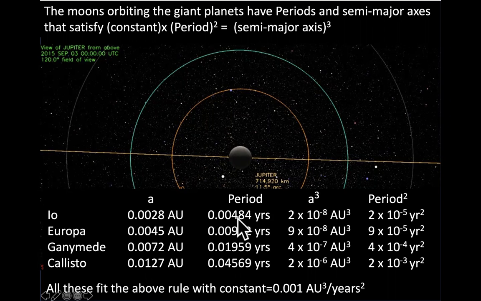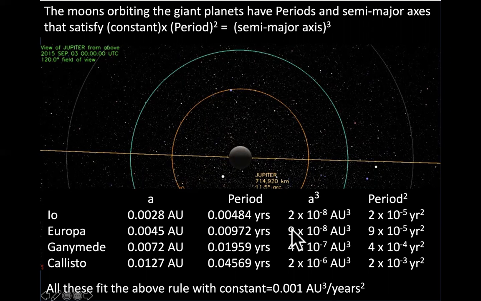And their periods are fairly short. They're a fraction of a year. They're like mostly a week or two. But I can still calculate A cubed, and I can still calculate period squared. Now, what you will notice here is I have 2 times 10 to the minus 8 for A cubed, but I have 2 times 10 to the minus 5 years squared. Okay, so this is about 1,000 times smaller than this.